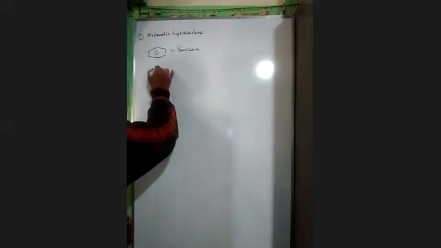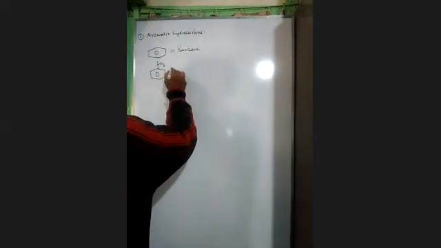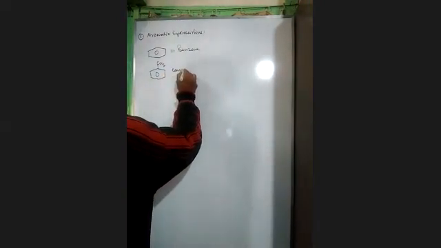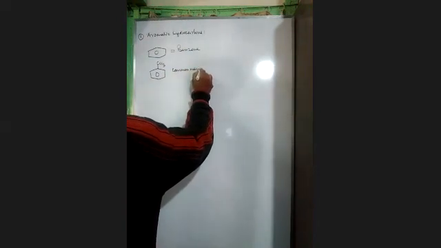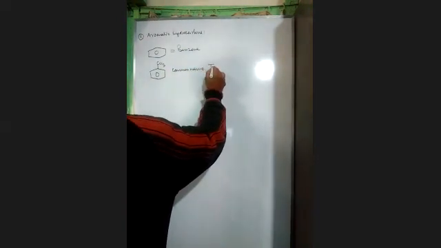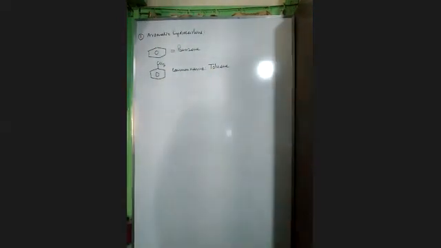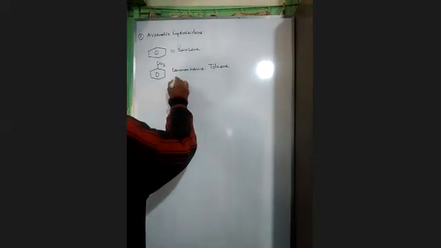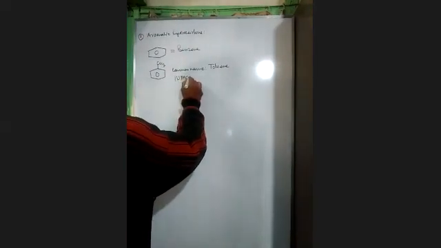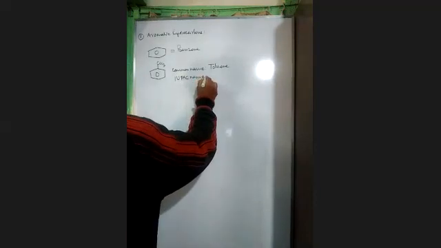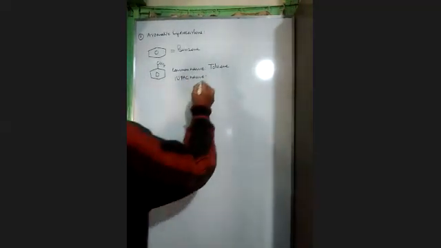See, if I have taken this CH3, it's not a functional group. So what is its common name? We generally call it by this only. It's called toluene. This you have to learn. Toluene. But what is the IUPAC name? This is called methyl.